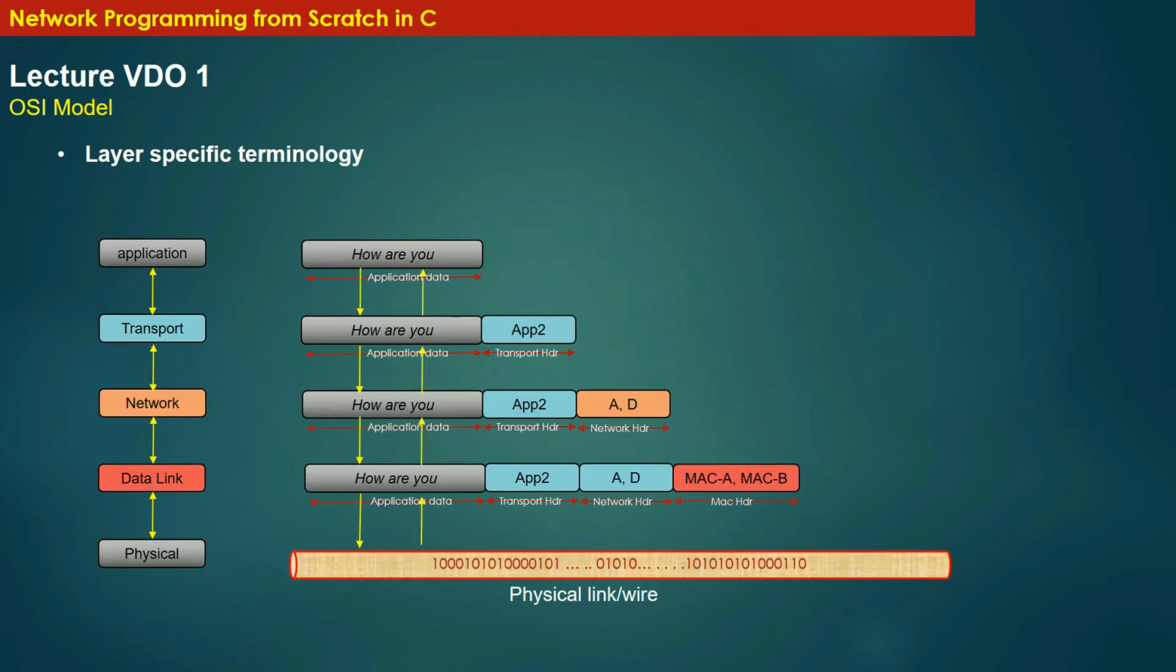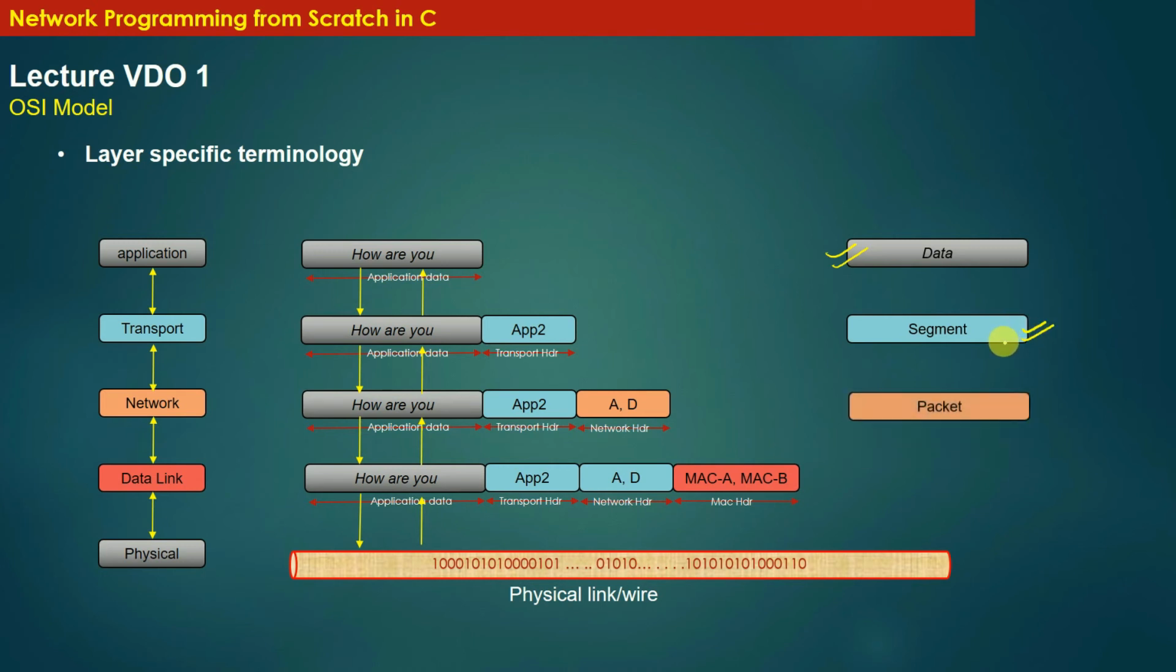So let us discuss some terminologies here. When the application generates data, that piece of data is called data. When that data is passed to the transport layer, we call that piece of data a segment. When the segment is passed to the network layer, we call that chunk of data a packet. And when the packet is handed over to the data link layer, we call that chunk of data a frame. So you can see that these are the different terminologies used at different layers of the TCP/IP stack.